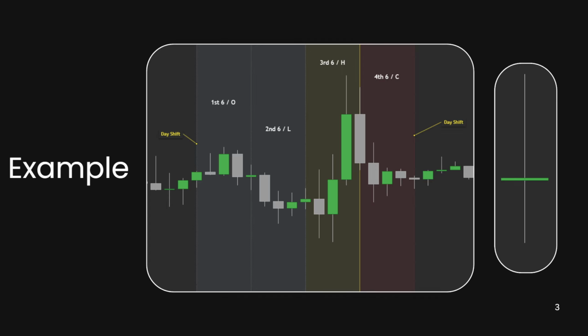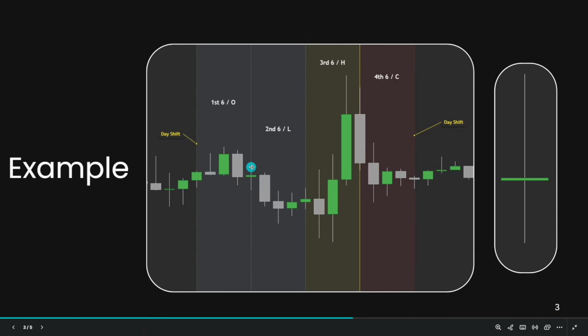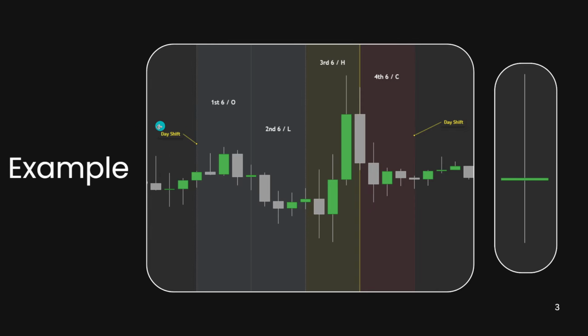Yeah, so right here in this example, we have that daily shift right there. Put your mouse right there where the daily shifts. That is your last 6 hour candle of the previous day. And then right as the daily shifts, that candle is coming out with that daily open. That's the first 6 hour candle, and that's creating your opening range, or your initial balance of the day.